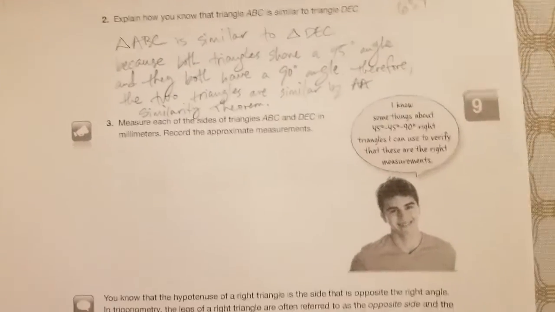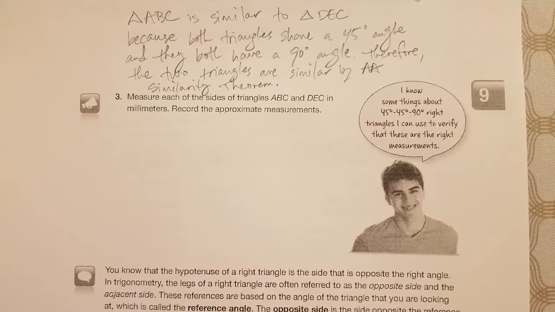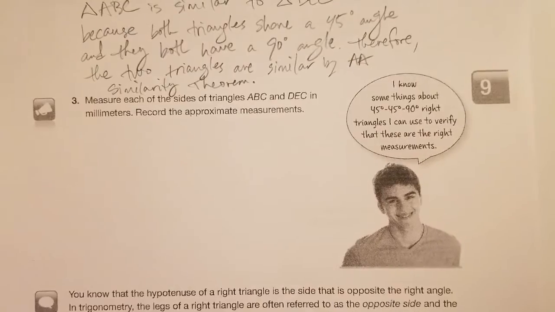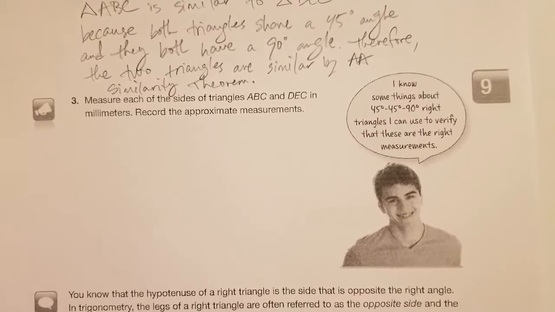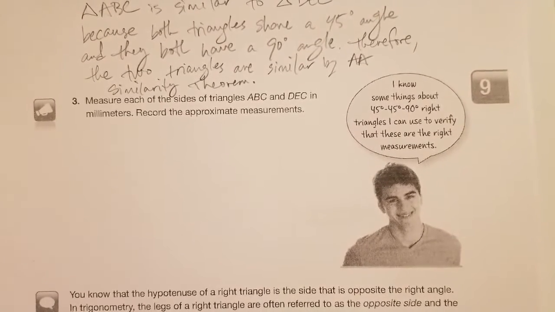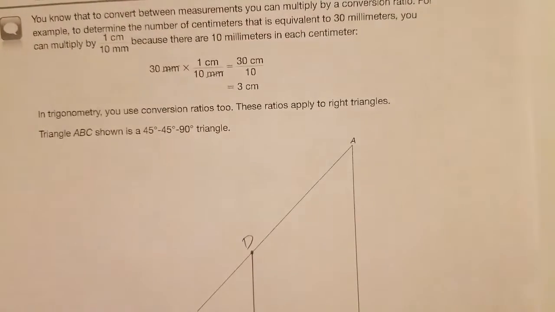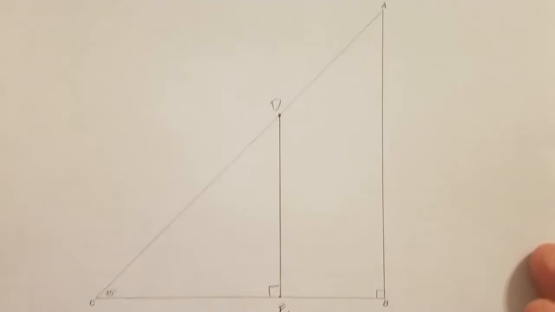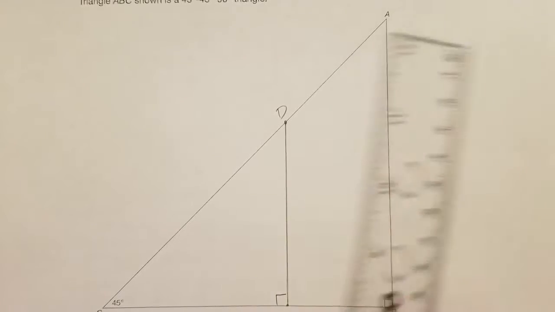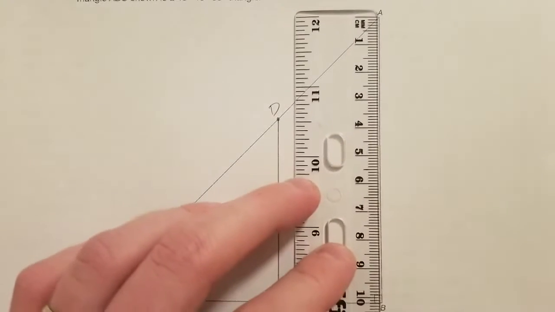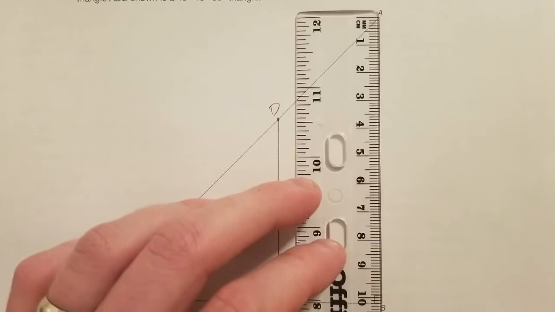Okay, question number 3. It says measure each of the sides of triangles ABC and DEC in millimeters. Record the approximate measurements. So let's go back to our triangle here and let's get some measurements going. Your measurements are going to be different from mine because you drew your side in a different place, and that's okay. Just make sure that you measure how long each of these sides are.